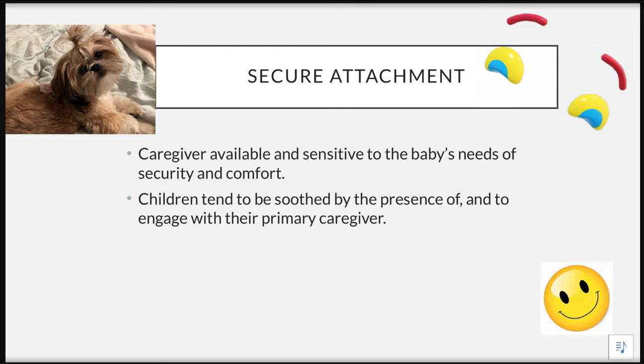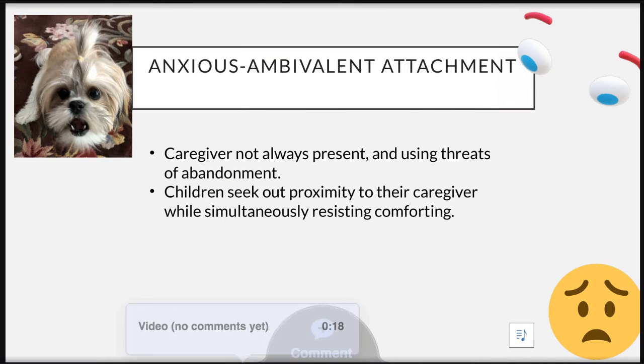A secure attachment is fostered by a caregiver who is available and sensitive to the baby's needs of security and comfort. Children tend to be soothed by the presence of their primary caregiver and they engage with them actively. Anxious ambivalent attachment is fostered by a caregiver that is not always present and using threats of abandonment. Children tend to seek out proximity to their caregiver while simultaneously resisting comforting.